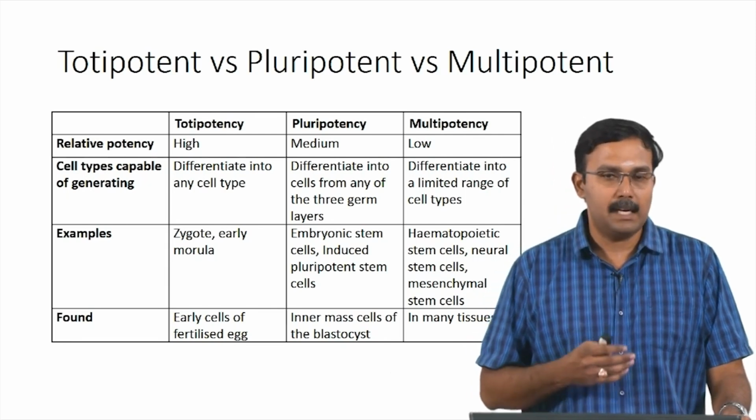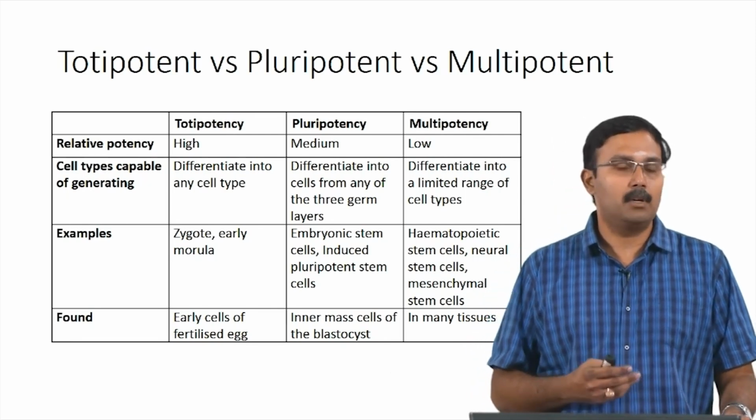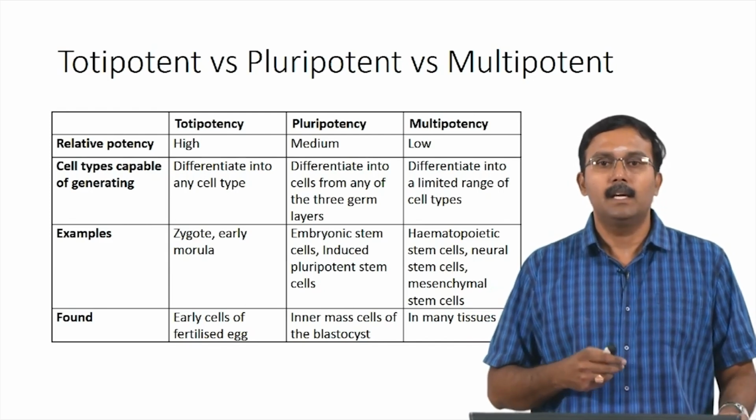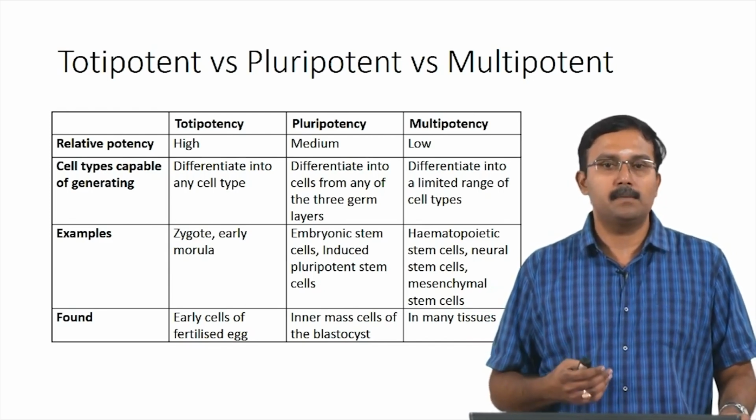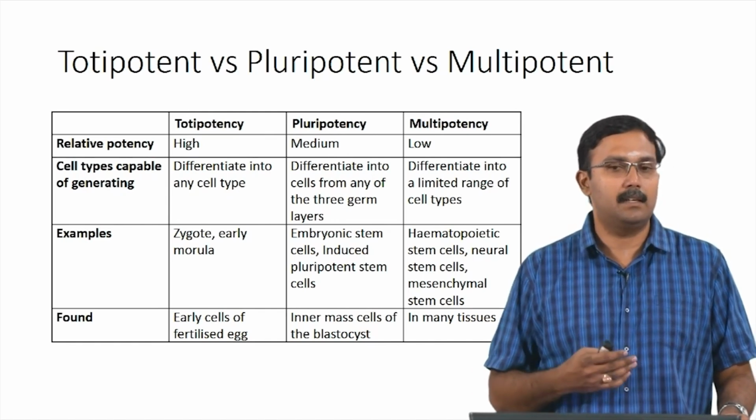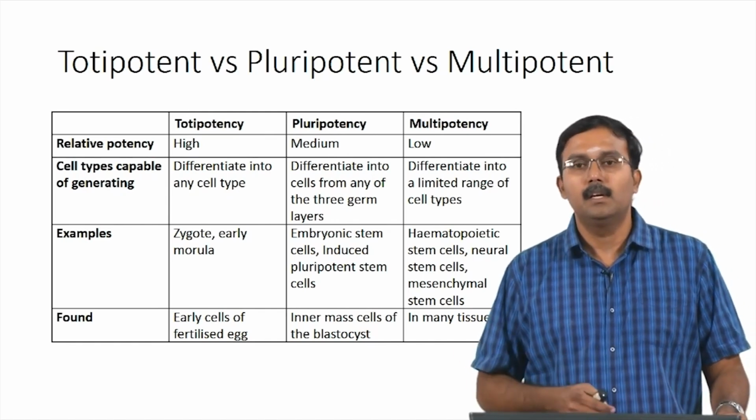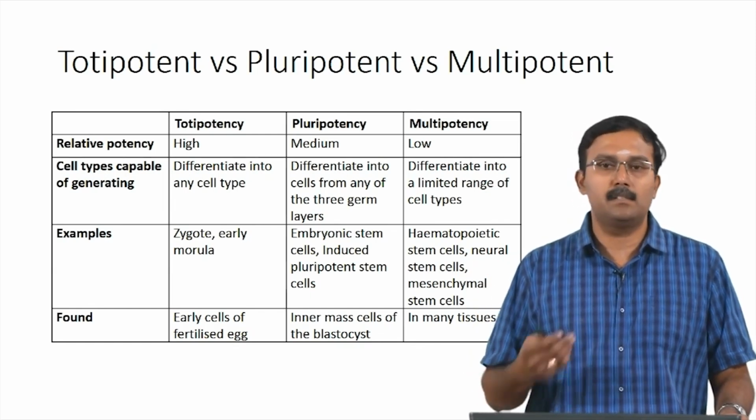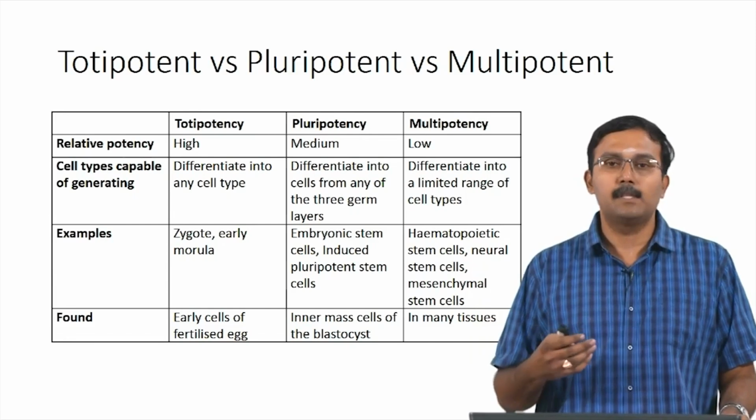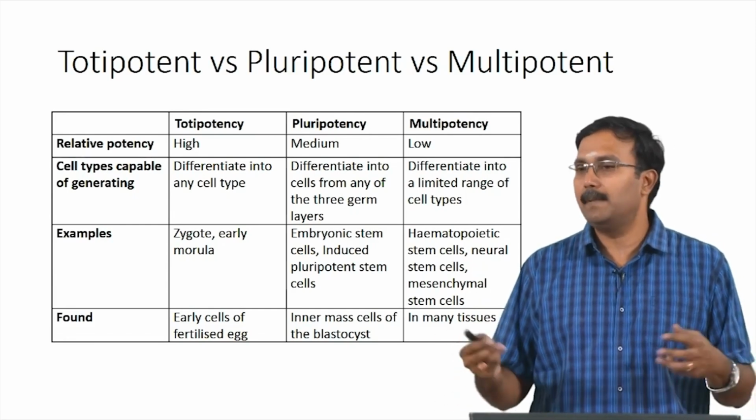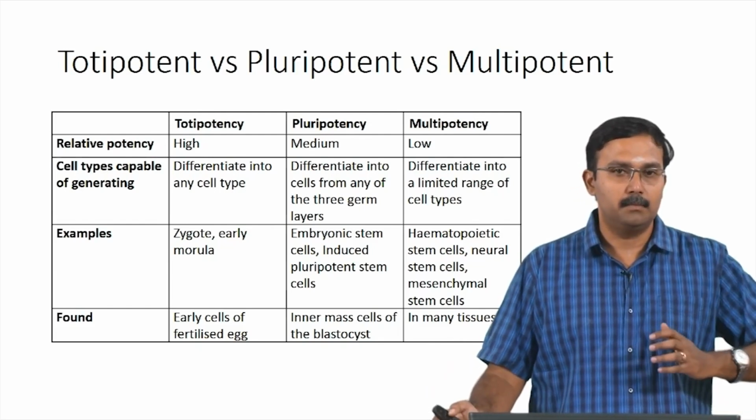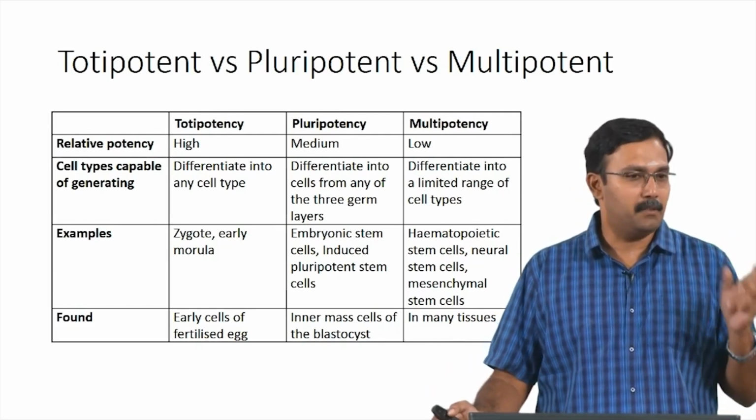So, examples are zygotes and early morula, which is the first few cell divisions of the embryo. Embryonic stem cells would be pluripotent stem cells, and induced pluripotent stem cells are also pluripotent. Hematopoietic cells, mesenchymal stem cells, neural stem cells are all examples of multipotent stem cells. So, these are basically different types of adult stem cells.